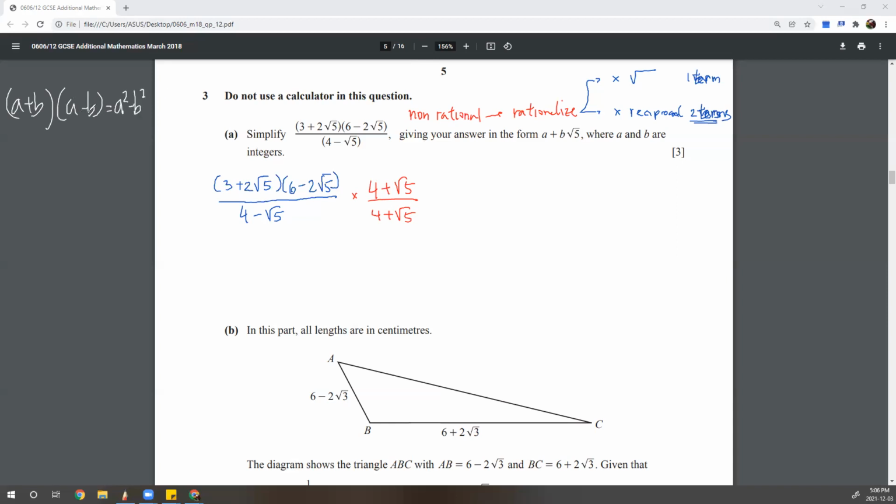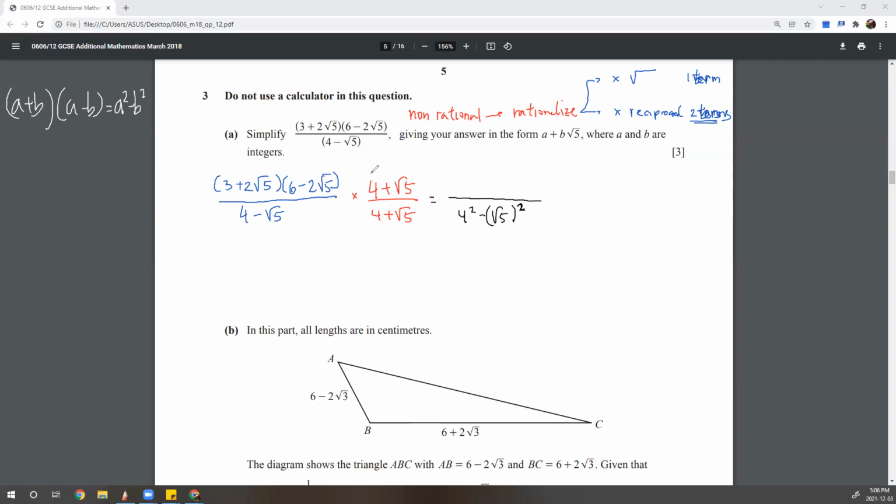So after you know about this idea, we know that the square cancels the square root, right? So on the bottom part, again, I want to focus on the bottom part. 4 minus square root 5 times 4 plus square root 5 has to be 4 squared minus square root 5 squared. So 4 squared minus square root 5 squared.